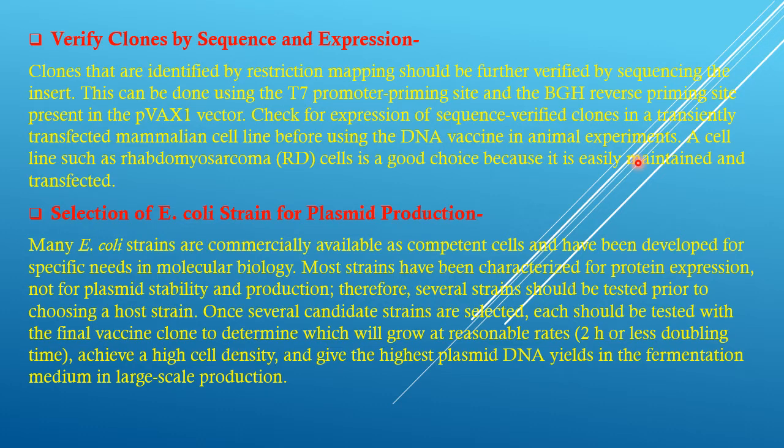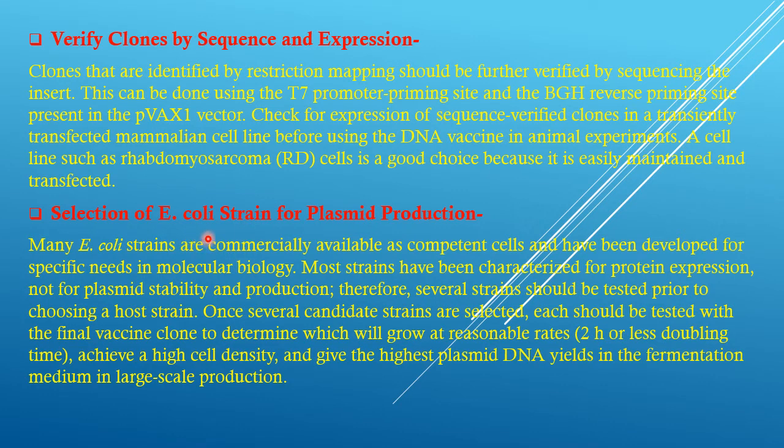rhabdomyosarcoma cells is a good choice because it is easily maintained and transfected. So how will we check this? We will transfect these RD cells, and then we will sequence using the T7 promoter priming site and BGH. With these two priming sites we will sequence them, and we will get to know whether the gene is as such or not.